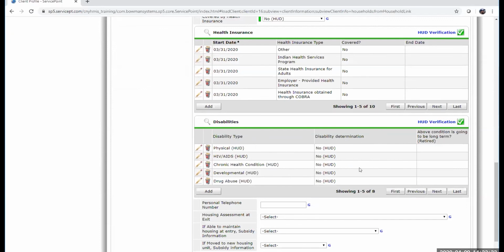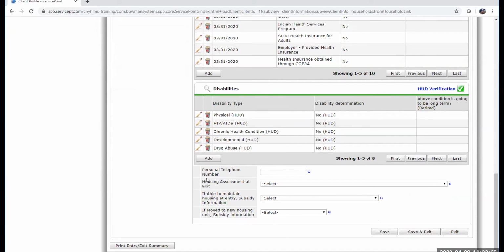updated someone's information. And then lastly, at the bottom, we have these 3 fields: housing assessment at exit, and two fields for subsidy information. This is for homelessness prevention projects or eviction prevention projects. These are only for those projects; if you're not one of them, you don't have to worry about these fields. But if you are homelessness prevention, these have to be completed when someone exits the project.